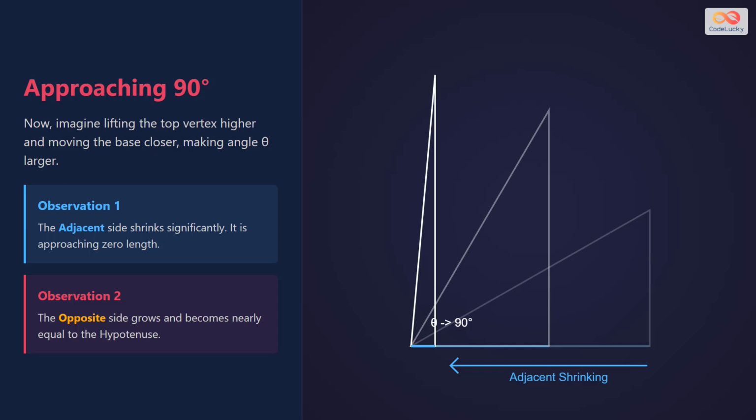Now let us go the other way. Imagine increasing the angle theta so it stands up very straight, approaching 90 degrees. As we do this, the base or adjacent side shrinks inwards. At the same time, the opposite side grows longer, eventually matching the length of the hypotenuse.